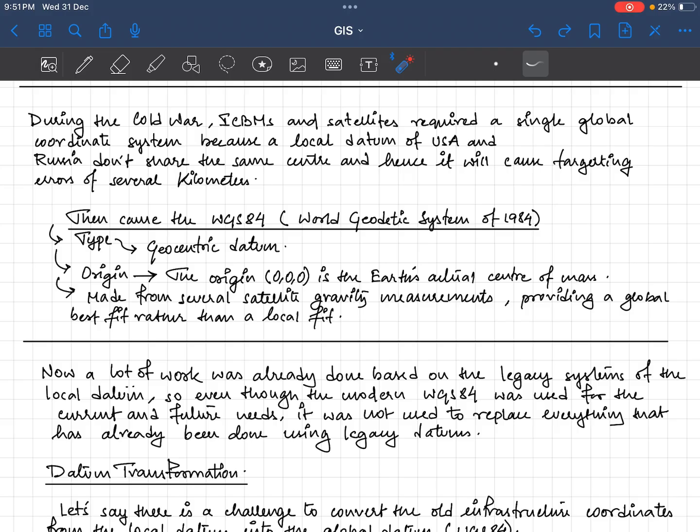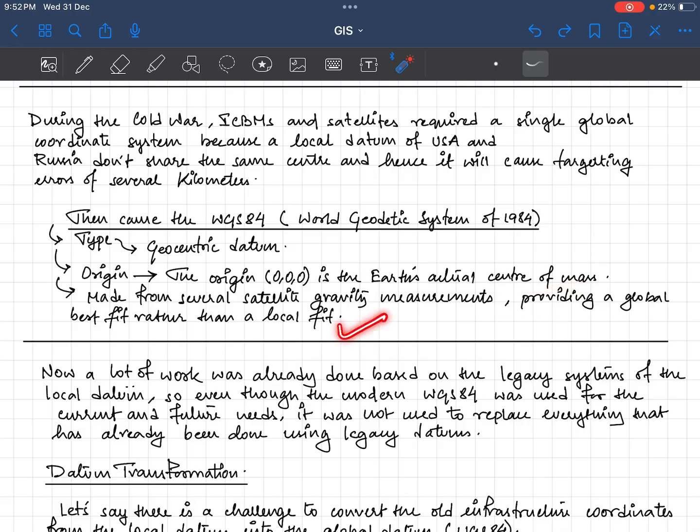Then came the WGS 84 datum, which we call the World Geodetic System, that is WGS, of 1984. This is a geocentric datum, and the origin of this datum is at 0, 0, 0. It is at Earth's actual center of mass, made from several satellites.